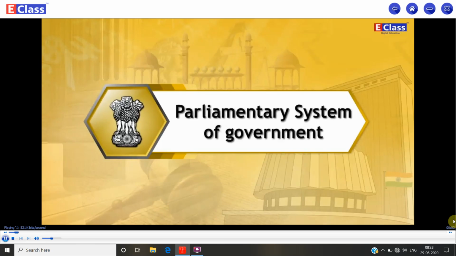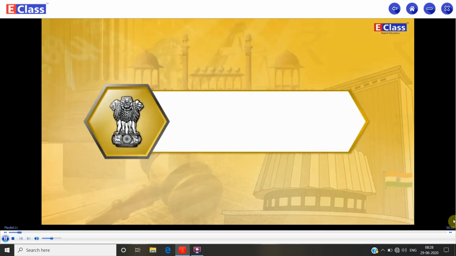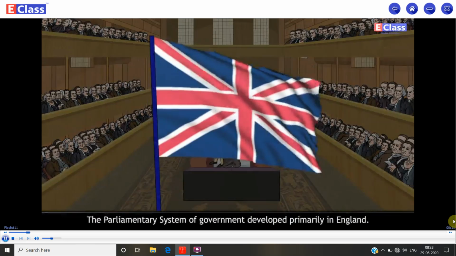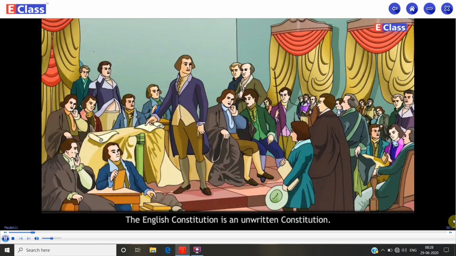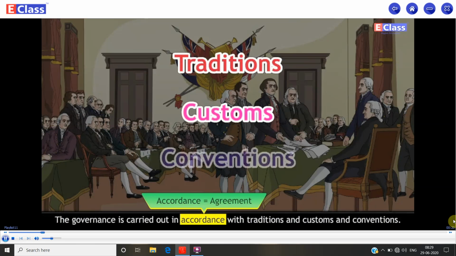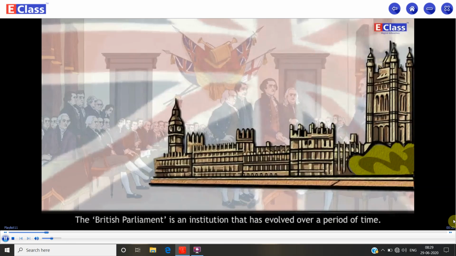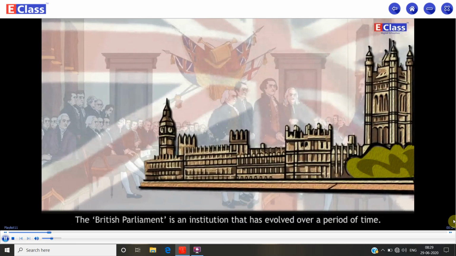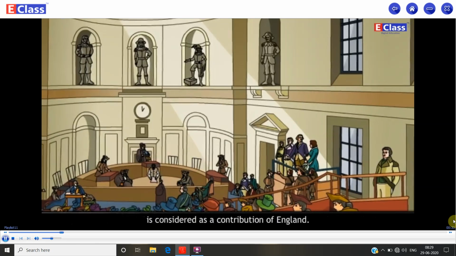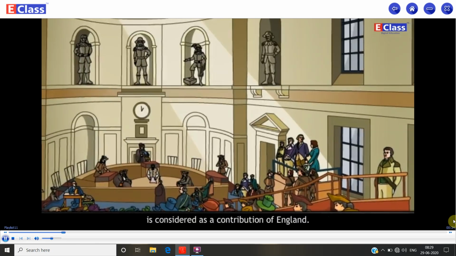Parliamentary system of government. The parliamentary system of government developed primarily in England. The English constitution is an unwritten constitution. The governance is carried out in accordance with traditions, customs and conventions. The British Parliament is an institution that has evolved over a period of time. The parliamentary system of government having its root in Parliament is considered a contribution of England.